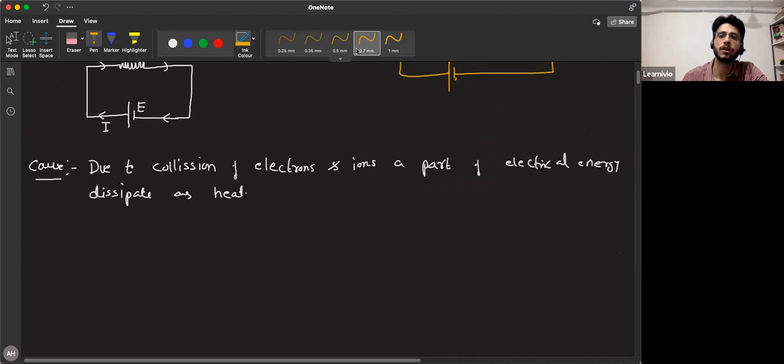Now, the expression of this heat energy, we have already discussed this expression while we were doing circuits.